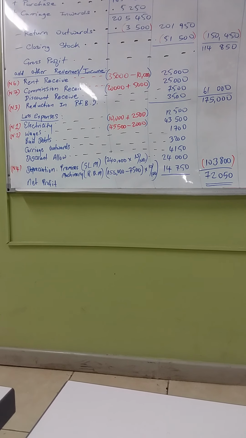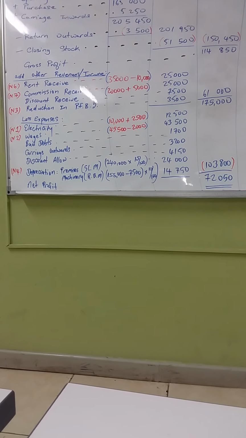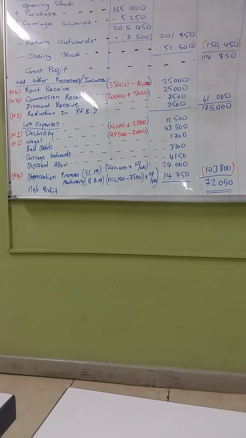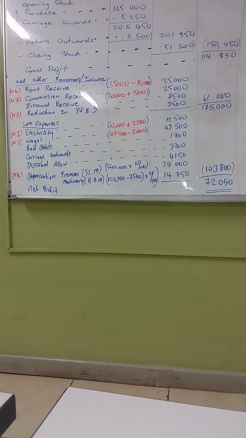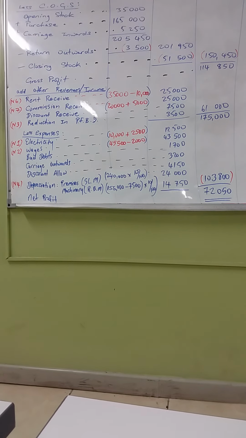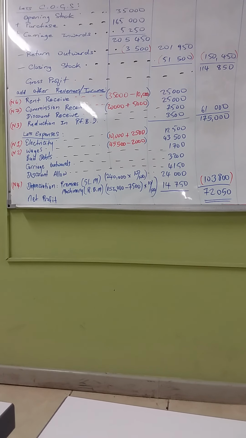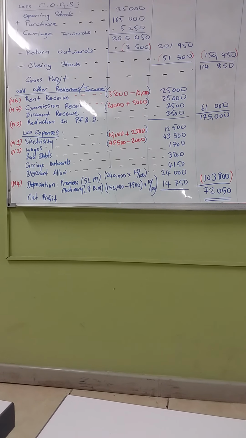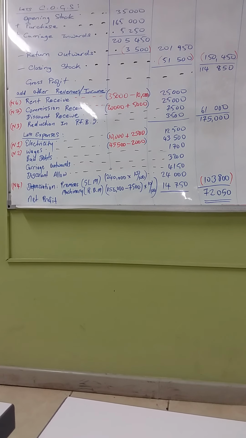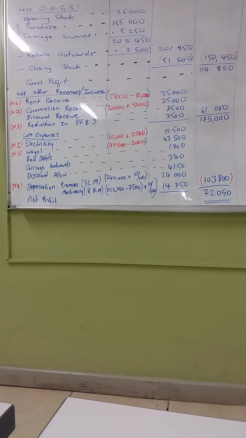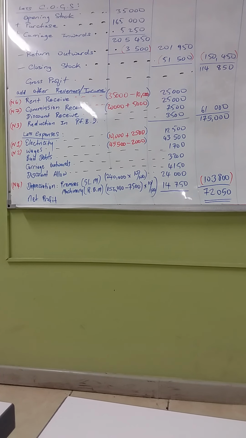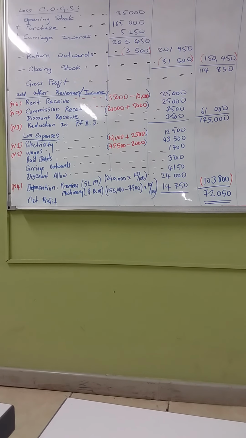Next we have our machinery. Now for the machinery, we are working it using the reducing balance method, the RBM. Now with the reducing balance method, remember that it is calculated on your net book value. So if you're looking at the question, machinery at cost was 155,000. But the provision for depreciation on machinery, look at the trial balance, you'll see that it was 7,005. It therefore means that 7,005 was already written off. It had already depreciated by 7,005.